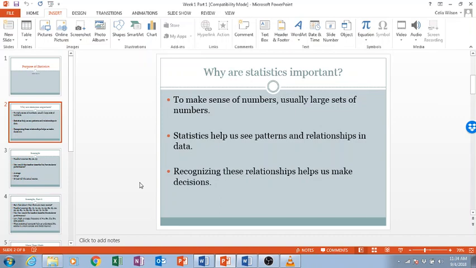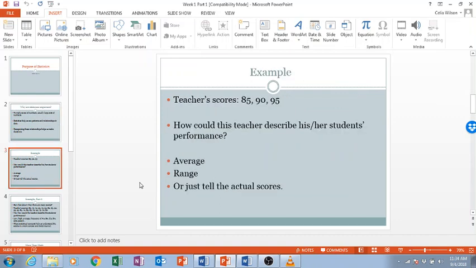And if we can take a lot of data and identify those patterns, we can start to make better decisions about whatever it is. So based on a lot of data, we're going to examine it for patterns and relationships, and then start to draw some conclusions about what is going on out there, whatever that situation is that you care about. So in this first example, we have a teacher who, for whatever reason, only has 3 students.